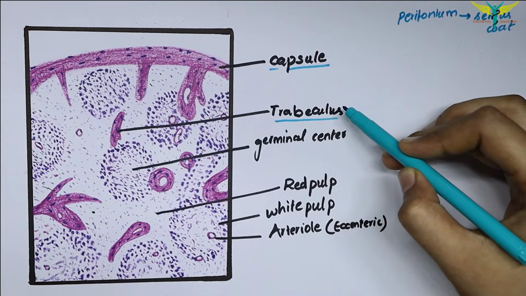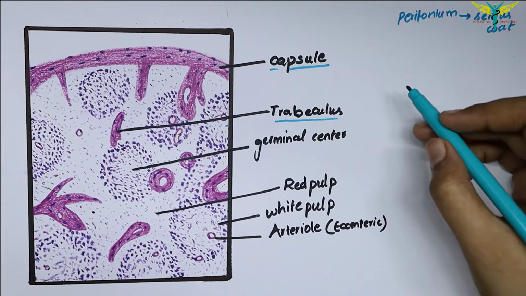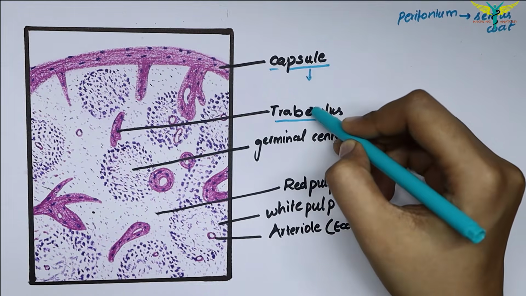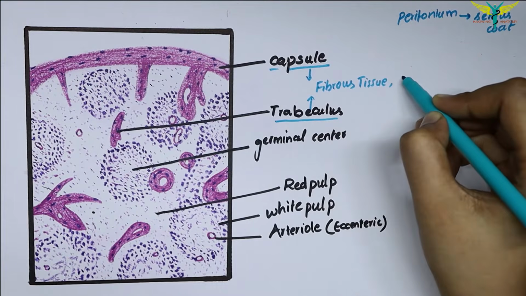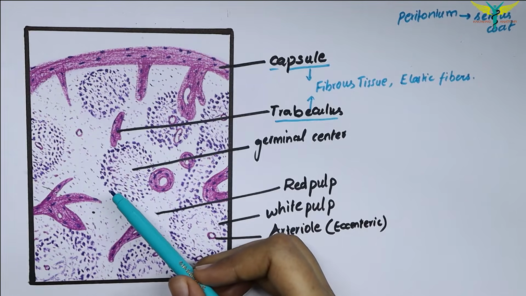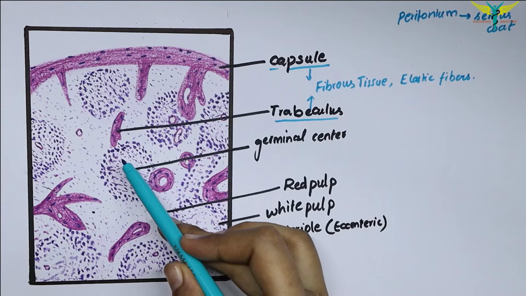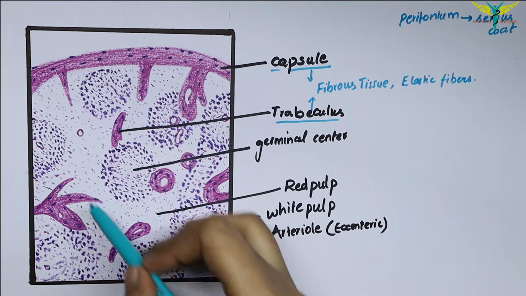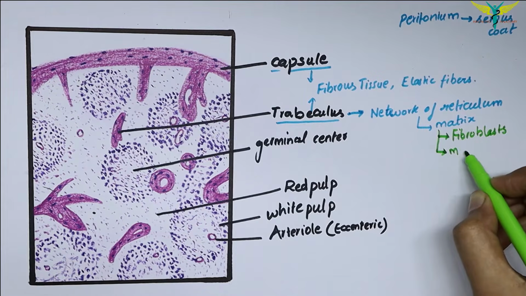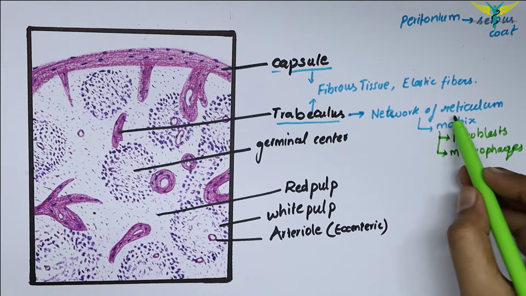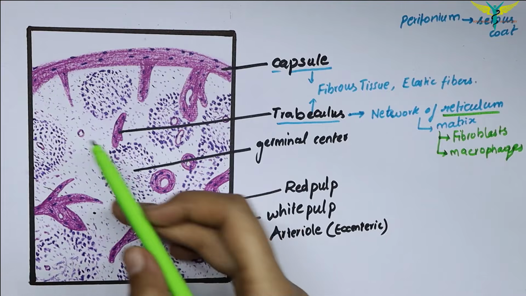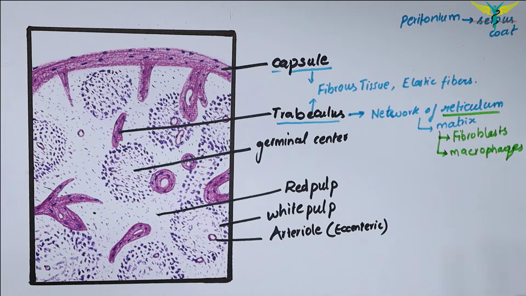The capsule and the trabeculae are made up of fibrous tissue in which the elastic fibers are abundant. So these two are made up of fibrous tissue with abundant elastic fibers. The spaces between the trabeculae are filled by a network of the reticular fibers. Those are embedded into the matrix. And the fibroblasts or the reticular cells and the macrophages are present in the reticulum. And the reticulum also contains the lymphocytes, blood vessels, blood cells, and the macrophages.